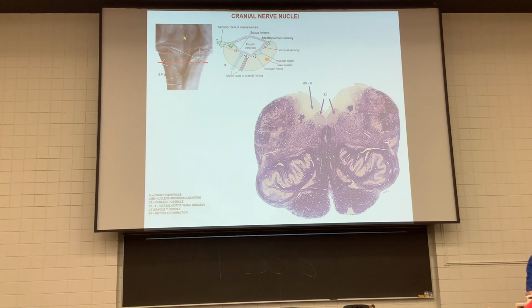And here's the key thing. The dorsal motor vagal nucleus contains preganglionic parasympathetic neurons. Those are your visceral motor neurons. But we know that cranial nerve 10 also innervates muscles in our larynx, right? And we call those branchiomeric. So those neurons do not live in that nucleus. So where are they going to be?